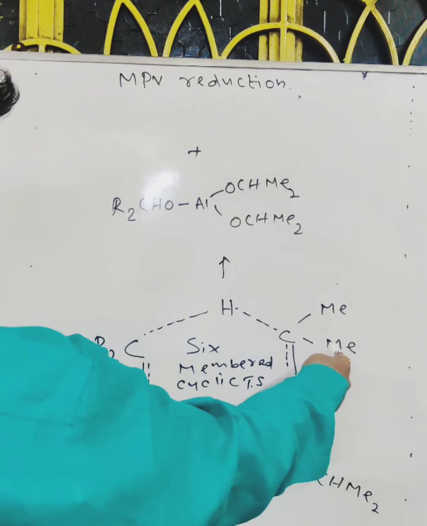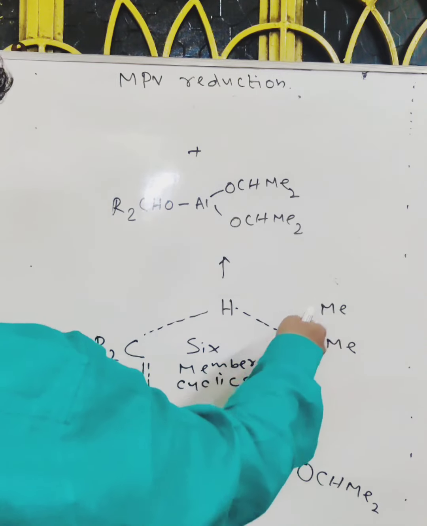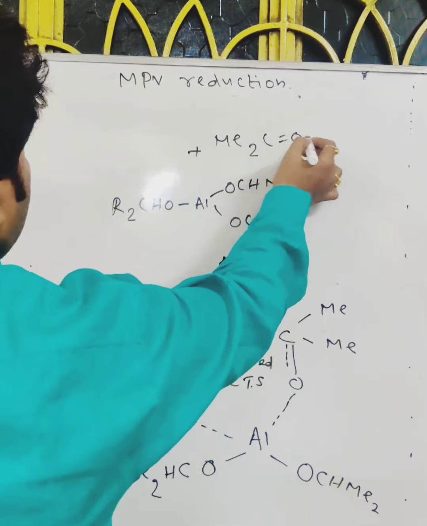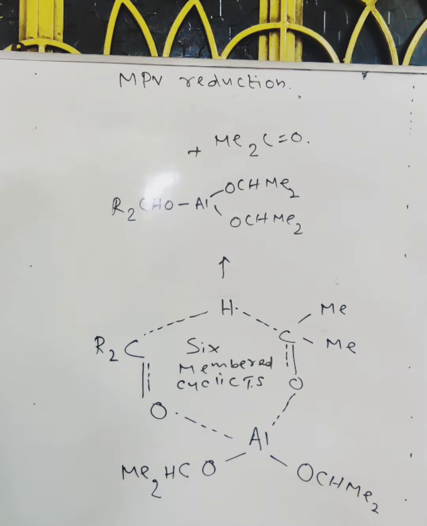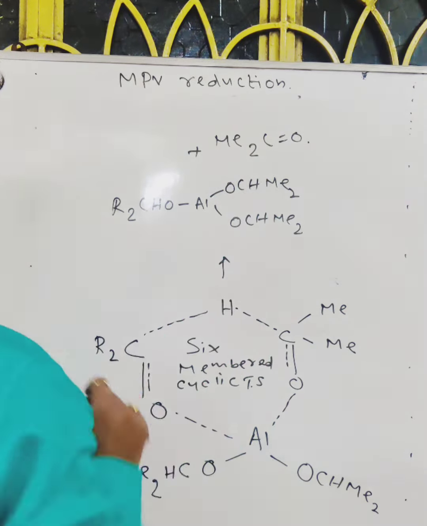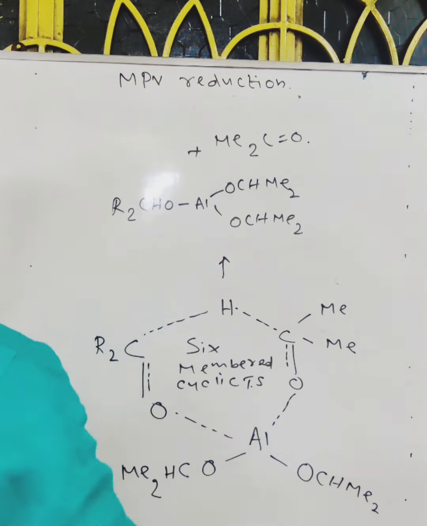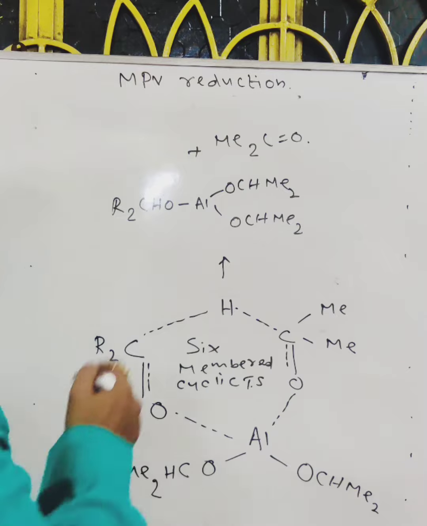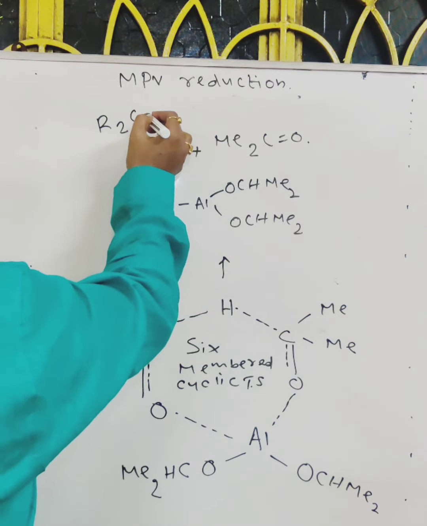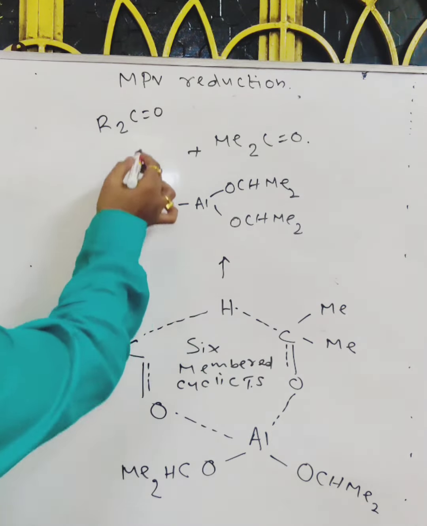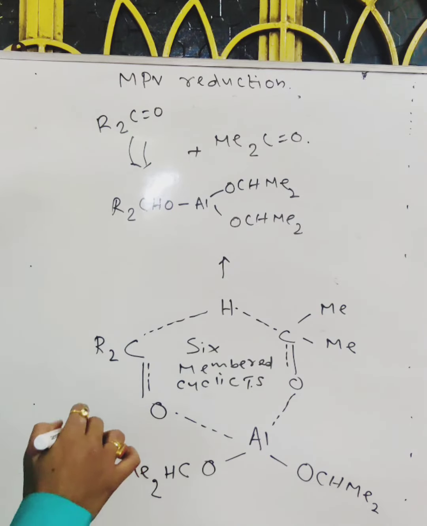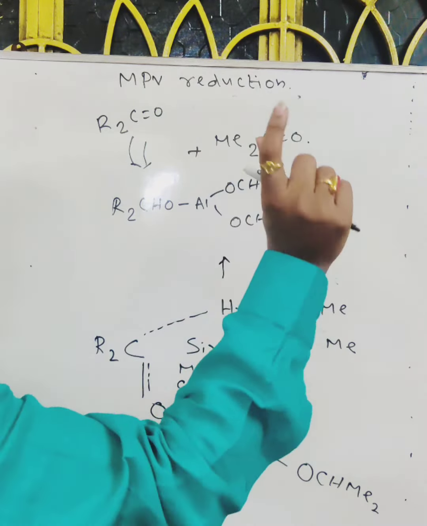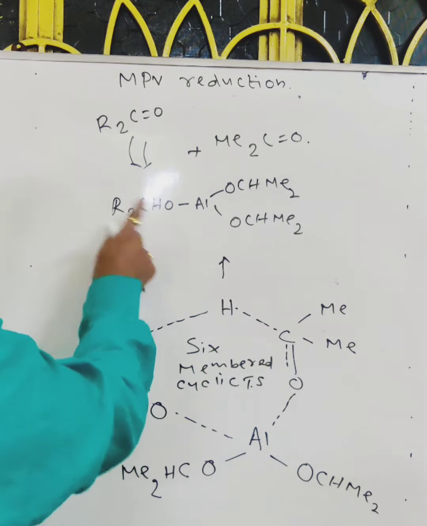Plus what are we getting? We are getting Me2CO. That is, we have already got this one, that is the propanone. So 1 mole of it we have already got, correct, plus this one. Now next what? If you understand that we started the reaction with R2CO and we have come down to this, by 1 mole of R2CO, we have actually replaced 1 Me2CHO by this R2CHO.